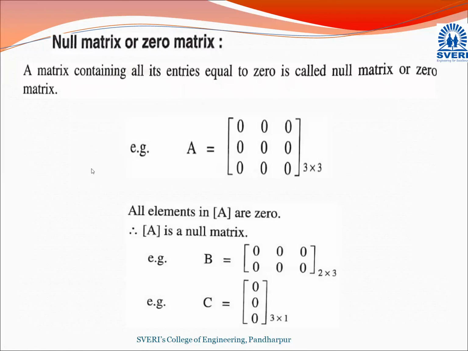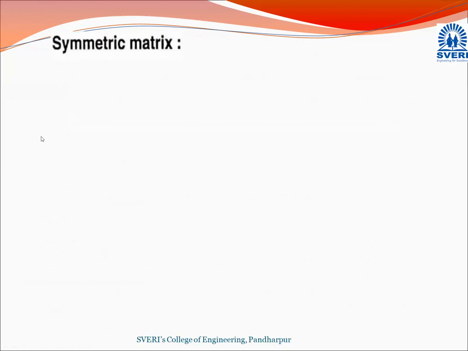The next, null or zero matrix. A matrix containing all its entries equal to 0 is called a null matrix or zero matrix. For example, A is equal to, all the elements of this matrix are 0. So it is a null matrix.